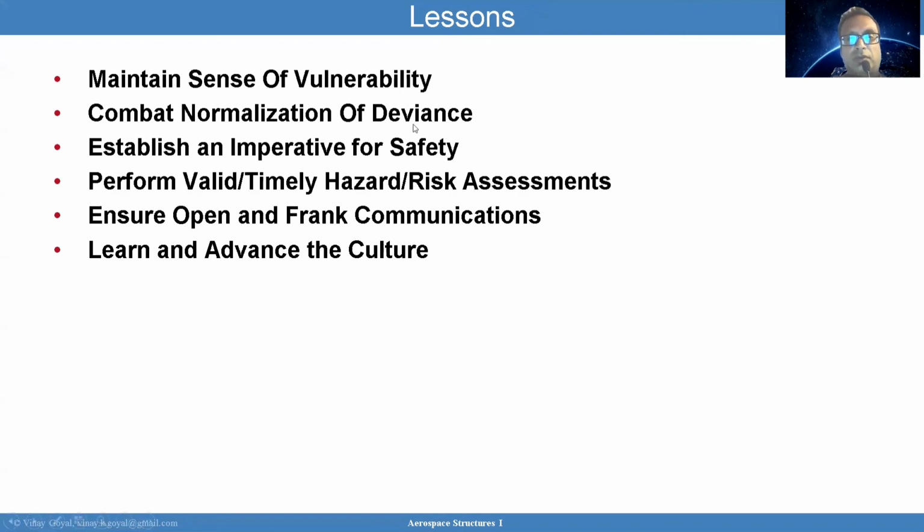It's easy to normalize bad issues. So if an issue continues to happen and nothing bad has happened, you think it should be fine, and that could lead to other issues. You want to establish an imperative for safety, perform valid and timely hazard risk assessments, ensure open and frank communications, and learn and advance the culture.